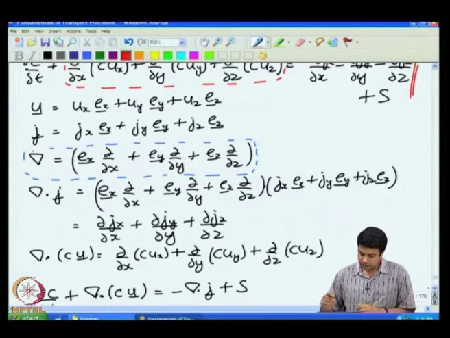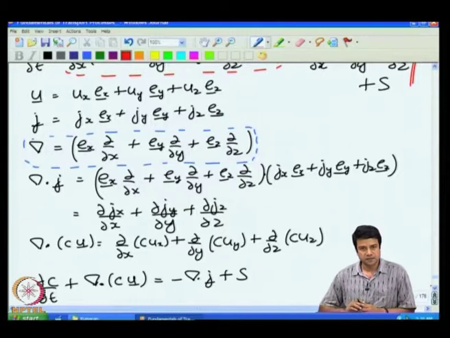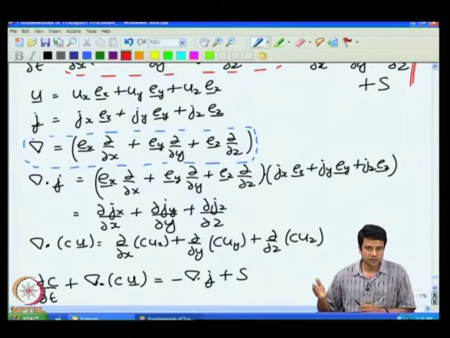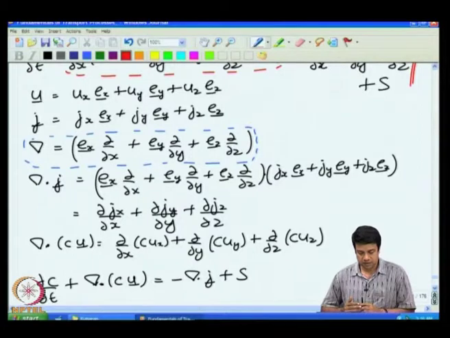I showed you how to write that in a more compact form using vector notation. I defined the velocity vector. Velocity is of course a vector, it has 3 components and 3 unit vectors. The flux is also a vector. The flux in the x direction is equal to minus D times the derivative of concentration in the x direction, so Fick's law along the x direction. One can also have concentration variations in the y and z directions. Therefore, the flux is also a vector, with contributions in the x, y and z directions.